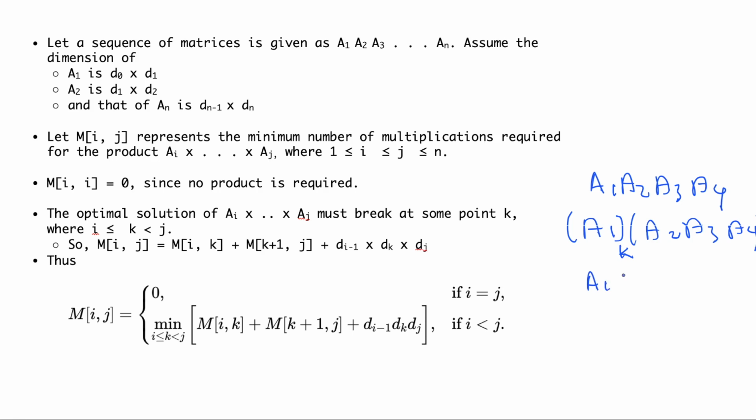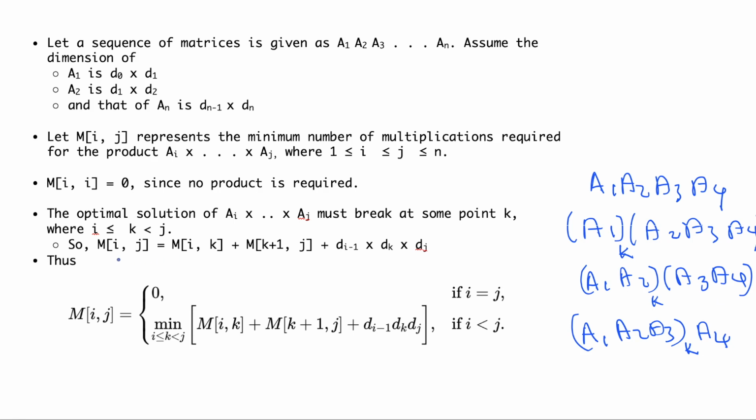Similarly, you can also break at the second matrix, then the product will be in this form, that is A1, A2 and A3, A4. Here the value of k is 2. Similarly, you can break at 3, that is A1, A2, A3, then you multiply A4 separately, so you are breaking at this point. Now you cannot break at 4, because if you break at 4, you are essentially calculating the same product that is required to be calculated.